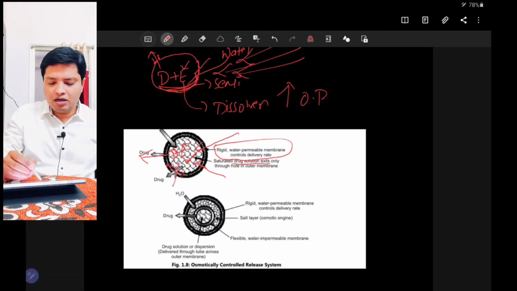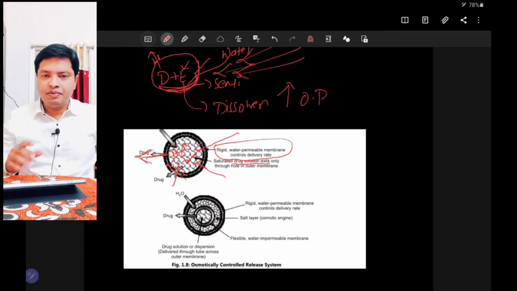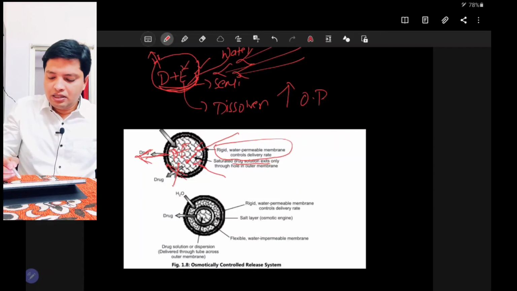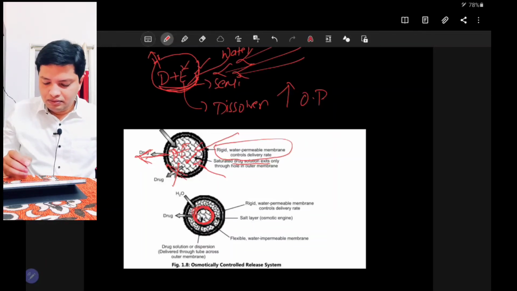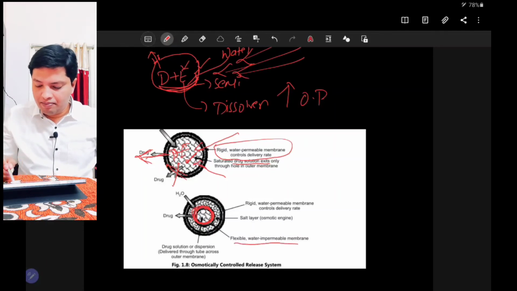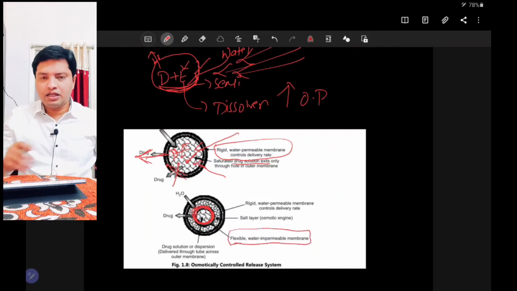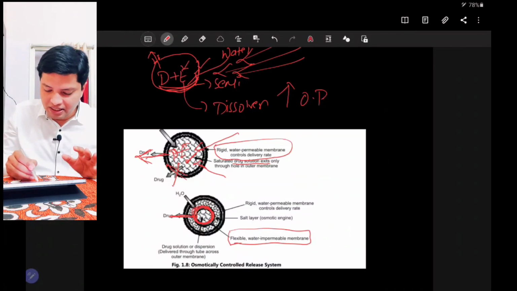See, here it is given, it will not come out from this side, it will come out only through the orifice. That is one. The second type is, if your drug is in solution form, take the drug solution and keep it in a membrane. See, here we have a membrane where the drug solution is kept. We have a flexible water impermeable membrane here. This membrane is not permeable to water, and we have an orifice here.